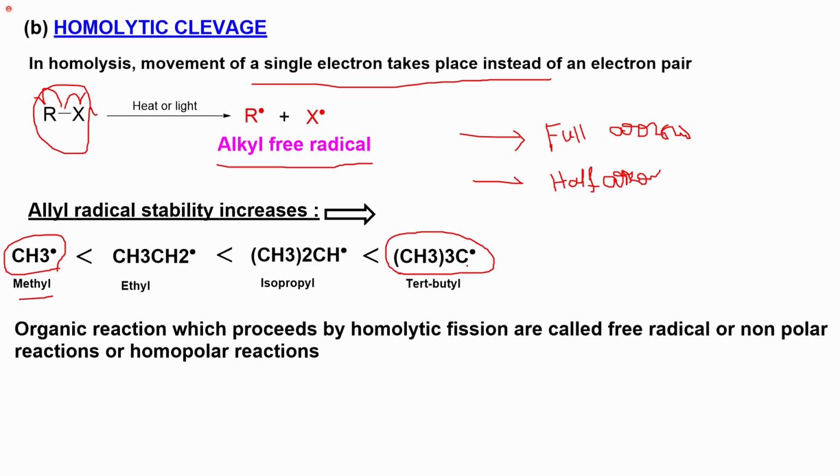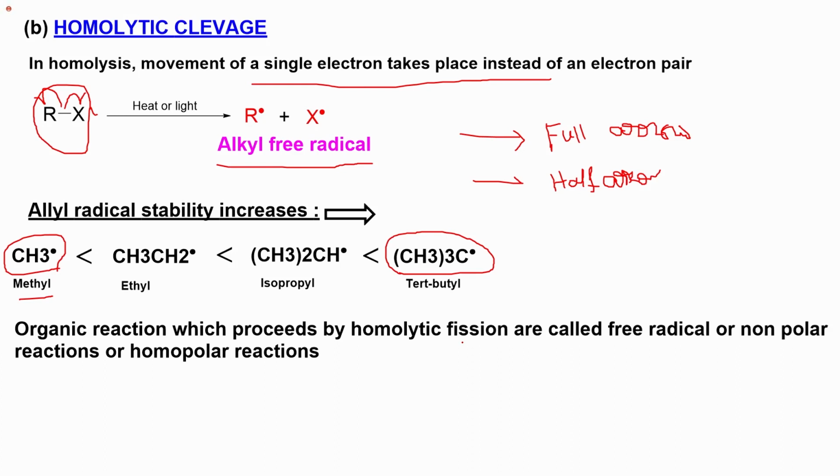Now you understand how the carbocation and the radical are formed, and how the stability differs when we go from homolytic fission to heterolytic fission. So in the heterolytic cleavage, what happens? Carbocation will generate. But in the homolytic cleavage, what will generate? Radical will generate.